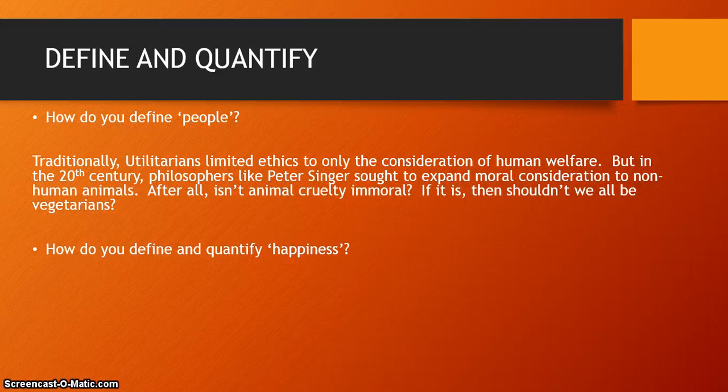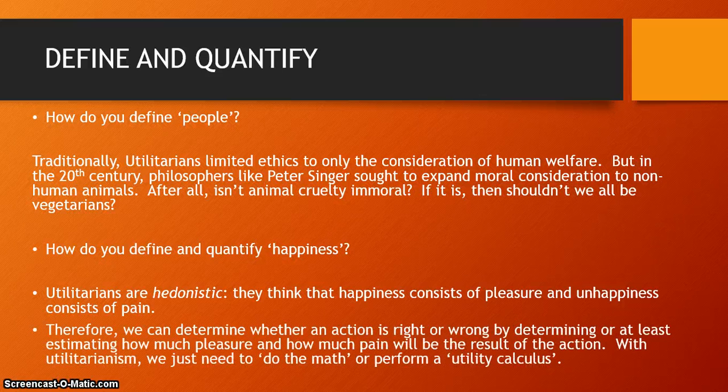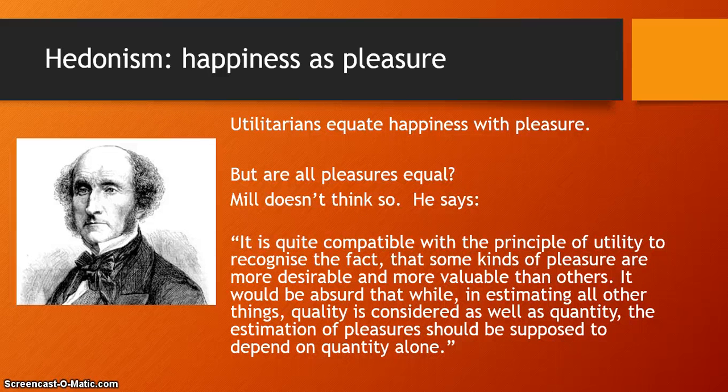How do you define and quantify happiness? Utilitarians are hedonistic. They think that happiness consists of pleasure and unhappiness consists of pain. Therefore, we can determine whether an action is right or wrong by determining, or at least estimating, how much pleasure and how much pain will be the result of the action. With utilitarianism, we just need to do the math or perform a utility calculus. Utilitarians, therefore, equate happiness with pleasure.